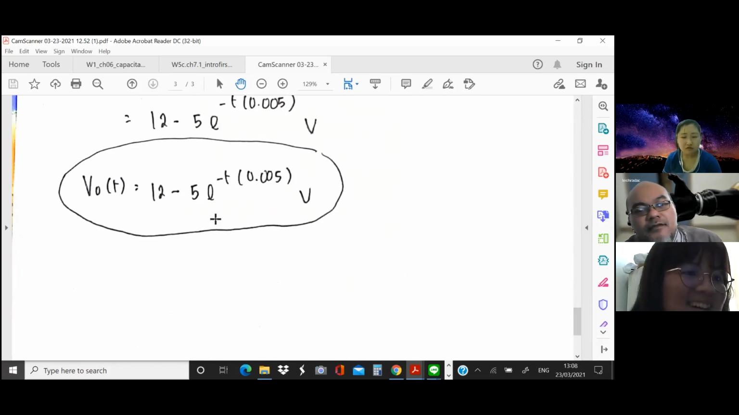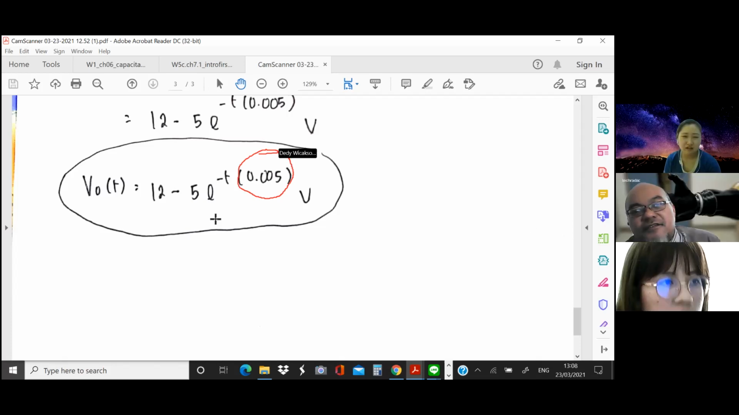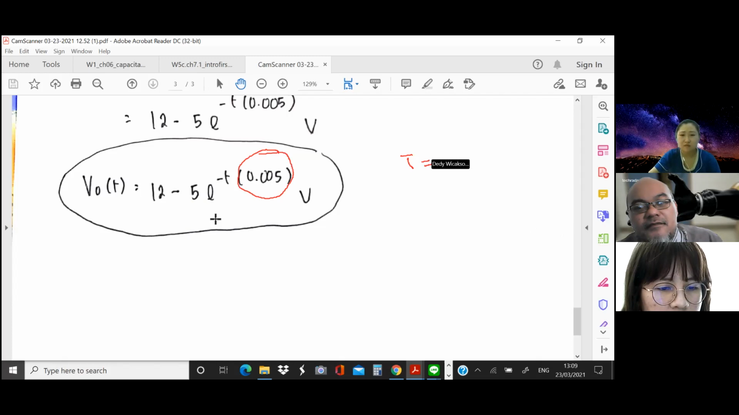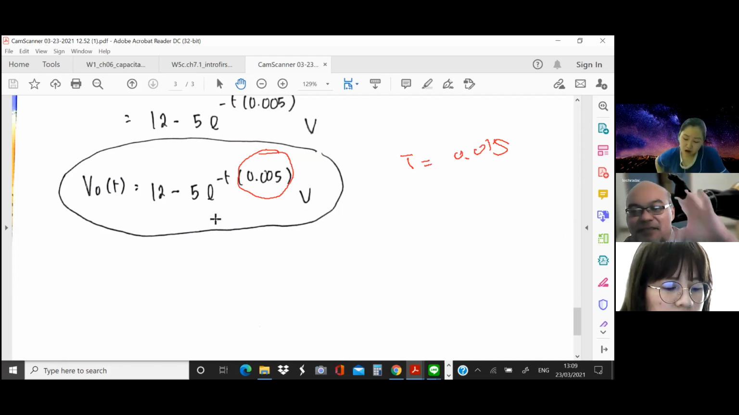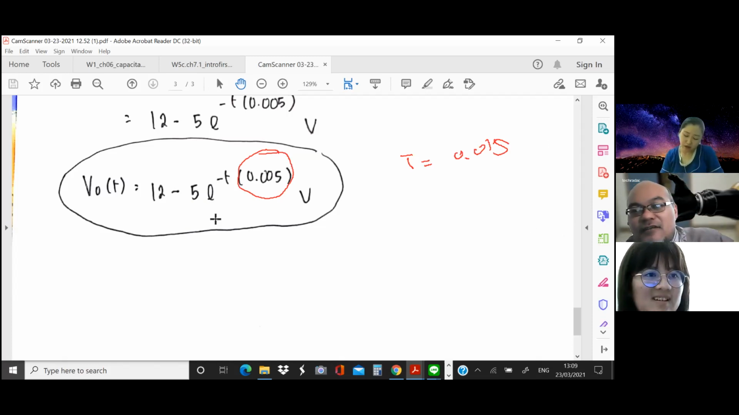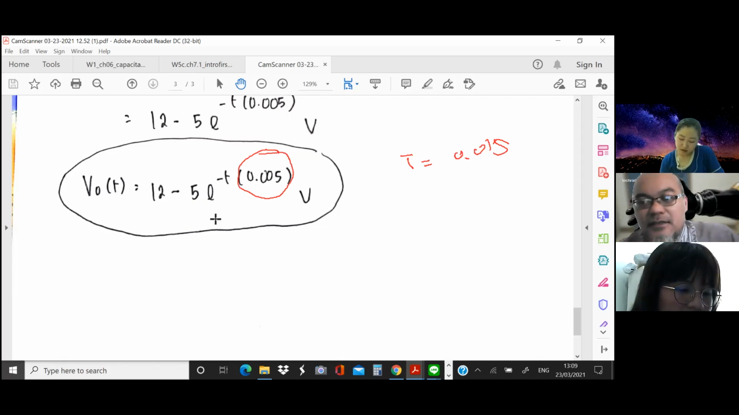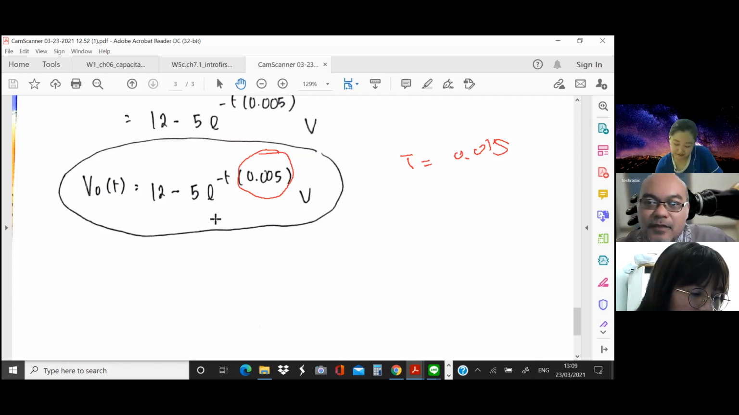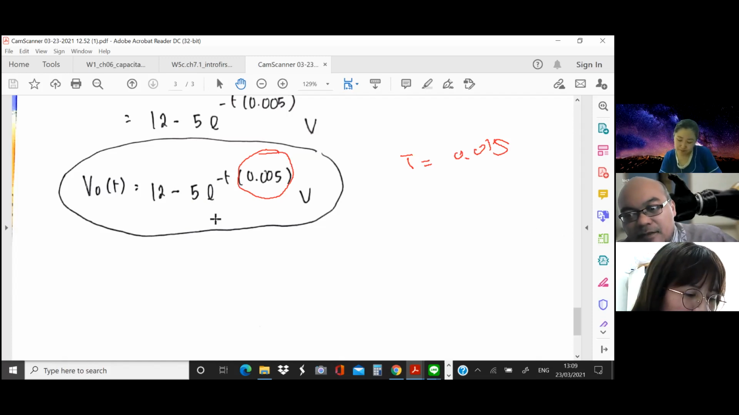Okay, so here the K1 value is correct at 12. The K2 is also correct, minus 5. However, the tau value is wrong. The tau value should be 0.015. I suspect some mistake when you immediately calculated tau. Please correct. Where is it in your uploaded answer later? Okay, sir.